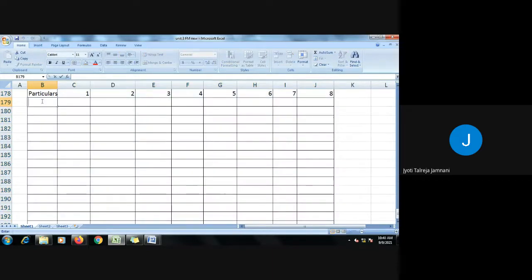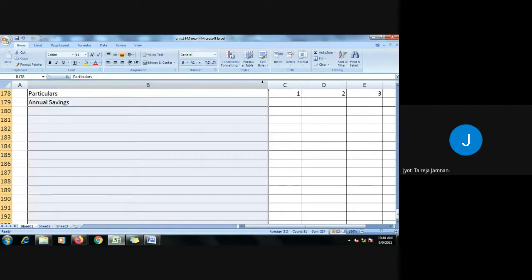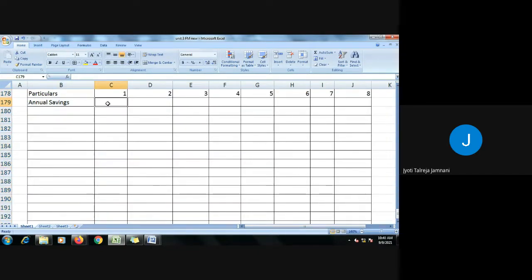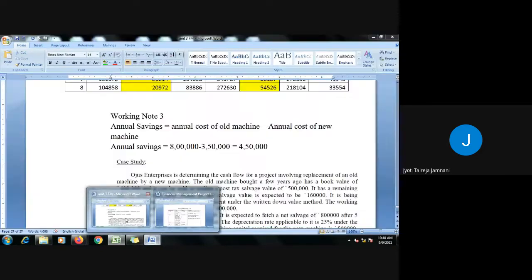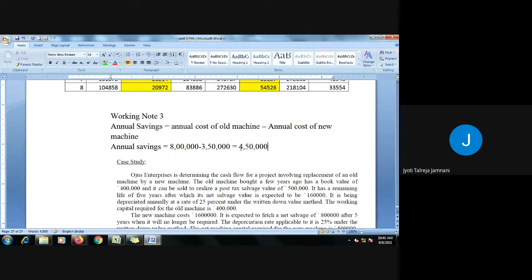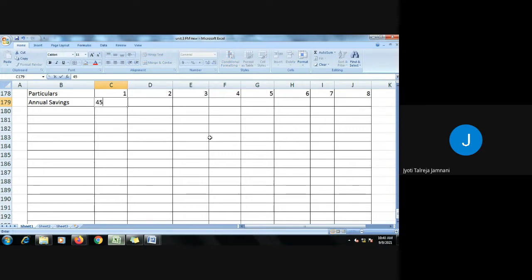So first we write the annual savings that we calculated. Here they've not given us the cash flow before tax, after tax, and all that. We need to actually start from scratch. So with this working note, we only know that by using a new machine, we can save 4,50,000. So that is our income as of now. So 4,50,000 is the annual saving, and it will be the same for all the years. Every year we are going to save 4,50,000.